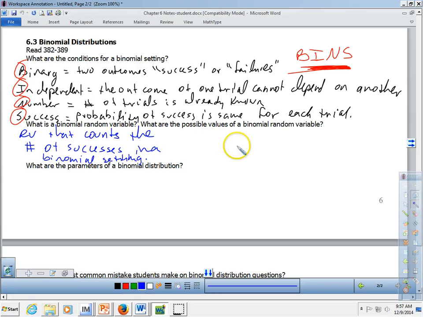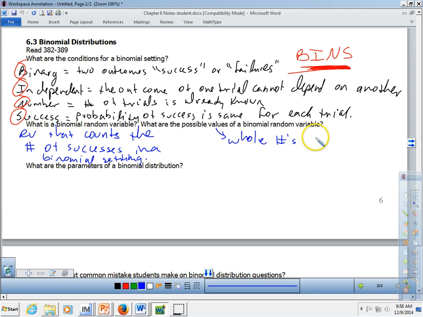Okay, so we get a binomial random variable. What are the possible values of a binomial random variable? Well, if you think about it, if I'm going to flip a coin 5 times and count the number of heads, the possible values are 0, 1, 2, 3, 4, 5. If I'm going to randomly select 100 babies and count the number of females, my possible values would be 0, 1, 2, 3, 4, 5, all the way up to 100. So what are the possible values of a binomial random variable? They're always going to be whole numbers.